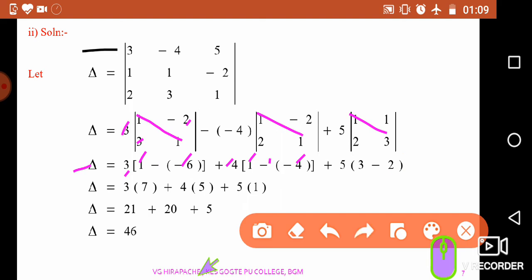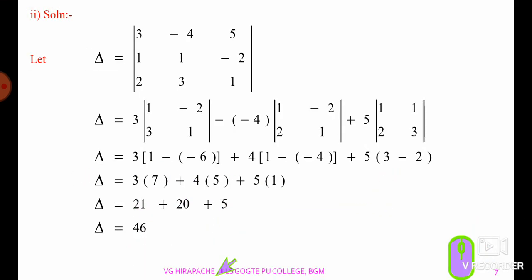Once I simplify the second order determinants, then we can find the solution of the given determinant. Therefore, 3 into 1 plus 6 is 7, 4 into 1 plus 4 is 5, plus 5 into 3 minus 2 is 1. Therefore 3 sevens are 21, 4 fives are 20, 5 ones are 5. The sum of these three real numbers is again a real number, 46. Therefore the value of the given determinant is equal to 46.